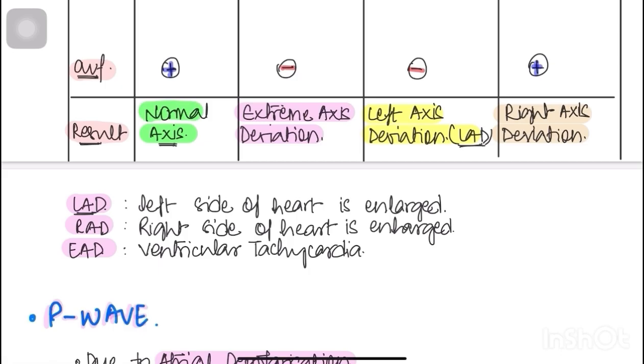So now let's see what these axis deviations indicate. If we have left axis deviation, that means the left side of the heart is enlarged. If we have right axis deviation, that means the right side of the heart is enlarged. If we have extreme axis deviation, we have ventricular tachycardia.